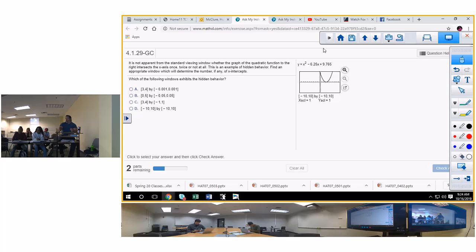You with me? When you see an x to the 4th and an x to the 3rd, or x to the 5th and x squared, or x to the 5th, x to the 4th, that's when you start seeing hidden behavior. But with the x squared and x cubed, it's going to be hard to do that. But anyway, let's go ahead and graph this one.